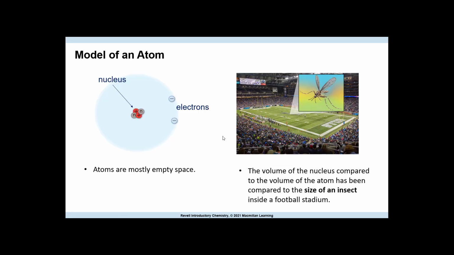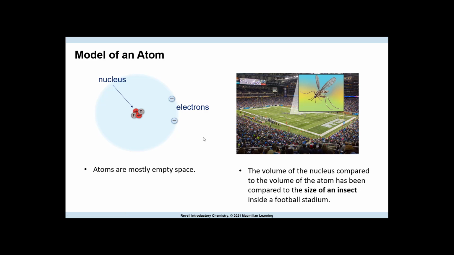So when you think of it, it's hard to understand just how empty space is around the nucleus, but where the electrons exist is a huge volume of space for these electrons to move around in. So the volume of a nucleus compared to the volume of an atom has been compared to the size of an insect inside a football stadium. So what they're saying is, let's say this is a mosquito. That mosquito exists here in the center, and that would be the size of the nucleus compared to the stadium and the parking lot where the electrons live.